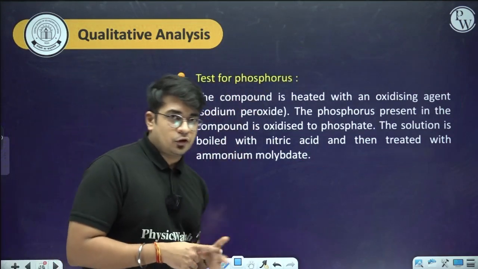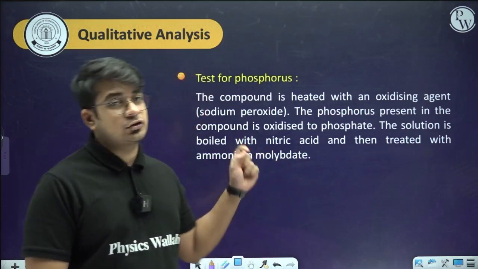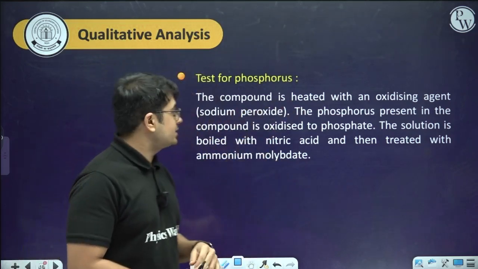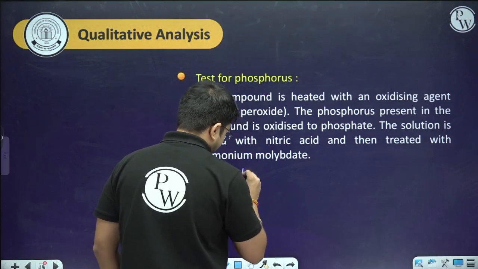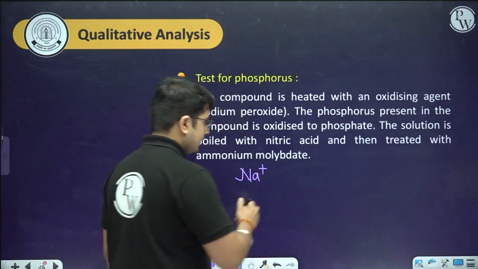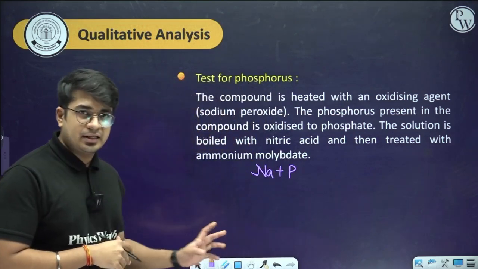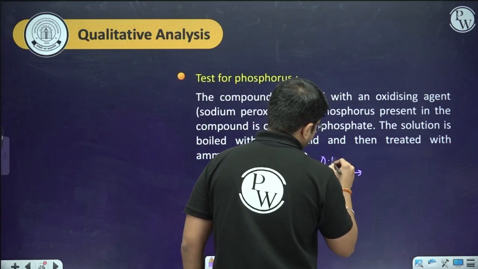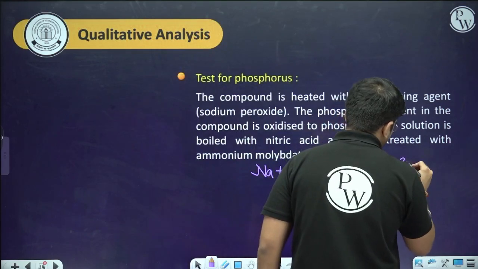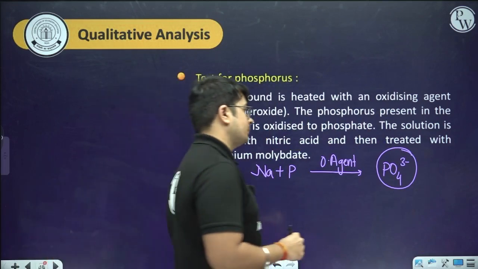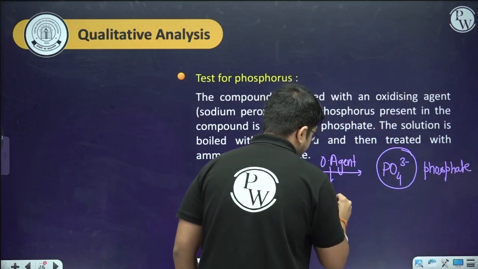Now, the test for phosphorus. This test is highly specific and only used to detect the presence of phosphorus. What happens? The compound is heated with an oxidizing agent, which is sodium peroxide. So first of all, you have Na positive, sodium is there, and you have phosphorus. We are starting with Na as well as P, which is present in the organic compound. Now I am using an oxidizing agent so that I can convert this phosphorus into PO4 3 negative, the phosphate ion. Generally this oxidizing agent is nothing but H2O2.